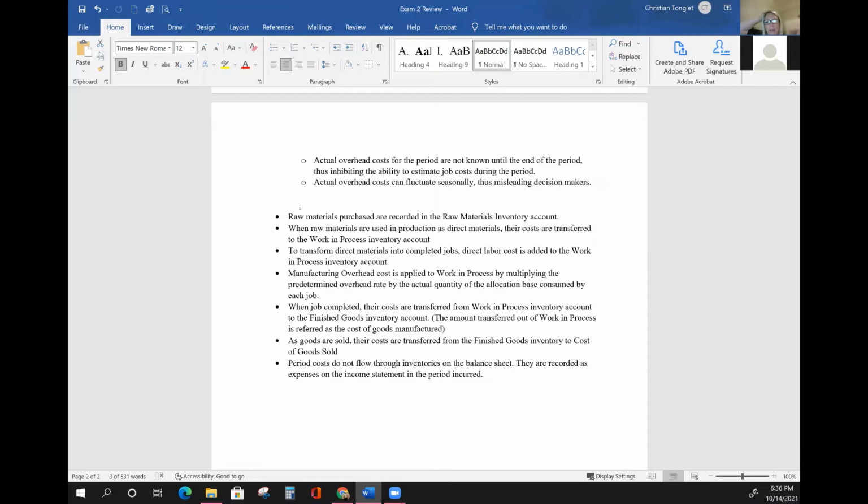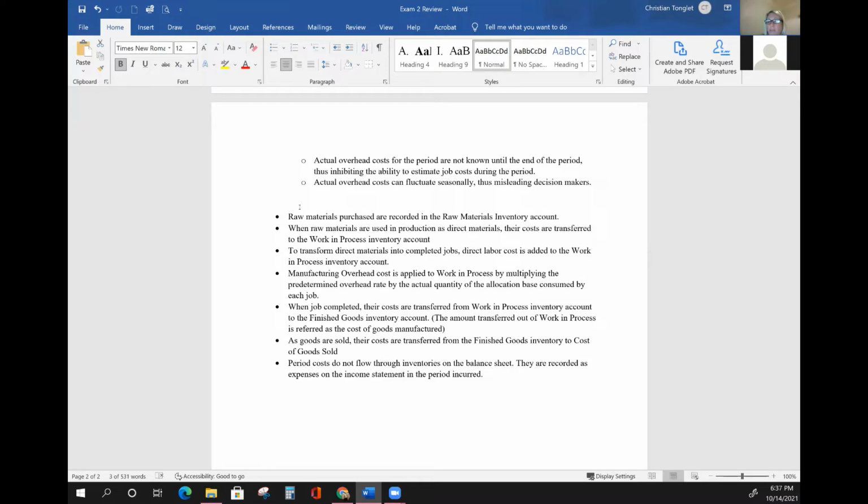So I'm moving it out of the finished goods inventory, and I'm going to cost it out at that point in the cost of goods sold. Now it's out of my inventory altogether, and it's sitting in a cost of goods sold account, which is going to be a debit. It's going to be reflected on the income statement. Then I have period costs. They're not going to flow through the inventories. These are the ones that we talked about.